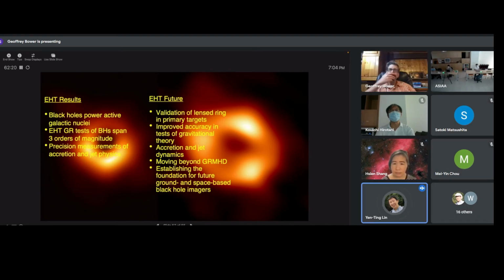So the fact that both M87 and the Milky Way black hole are kind of facing us, is this a weird coincidence?